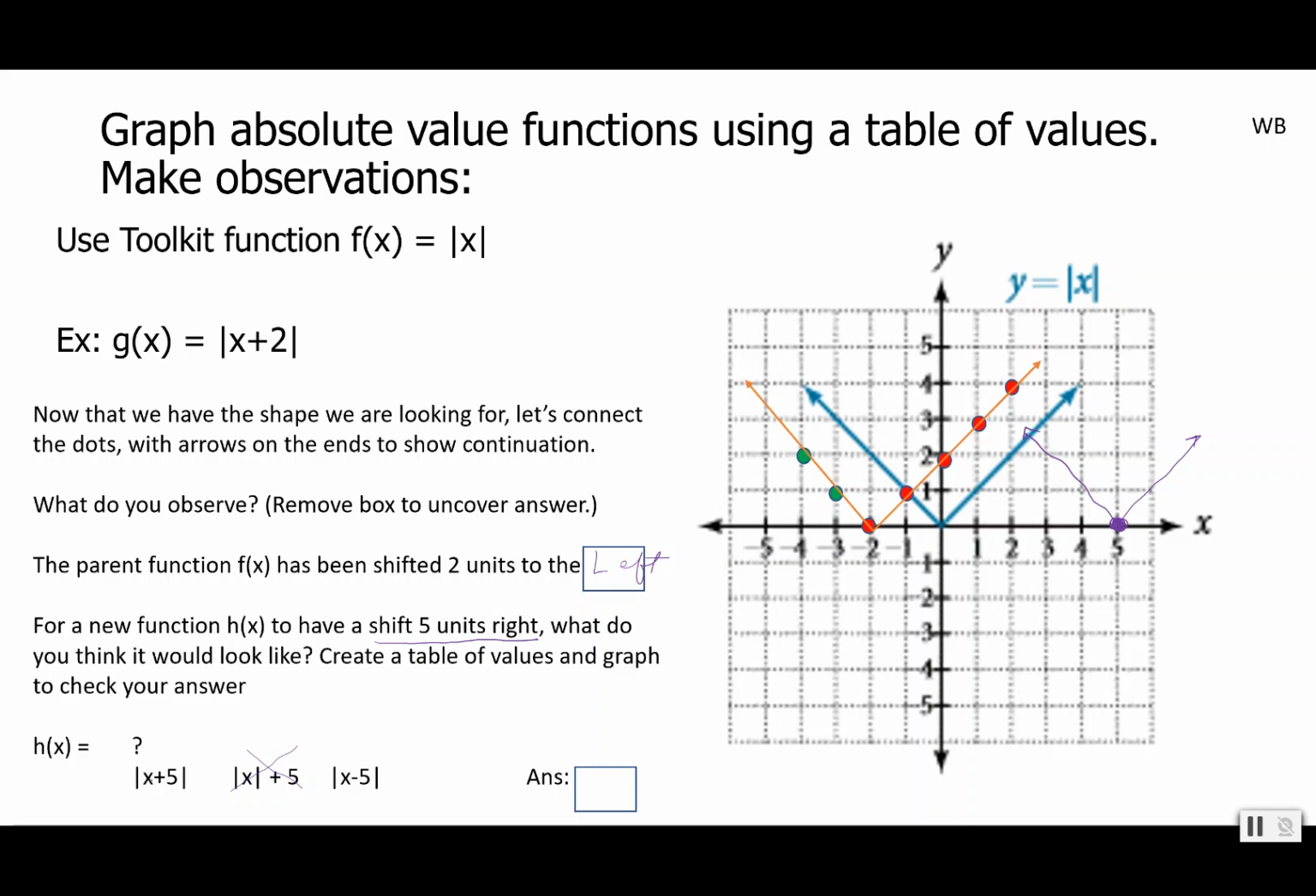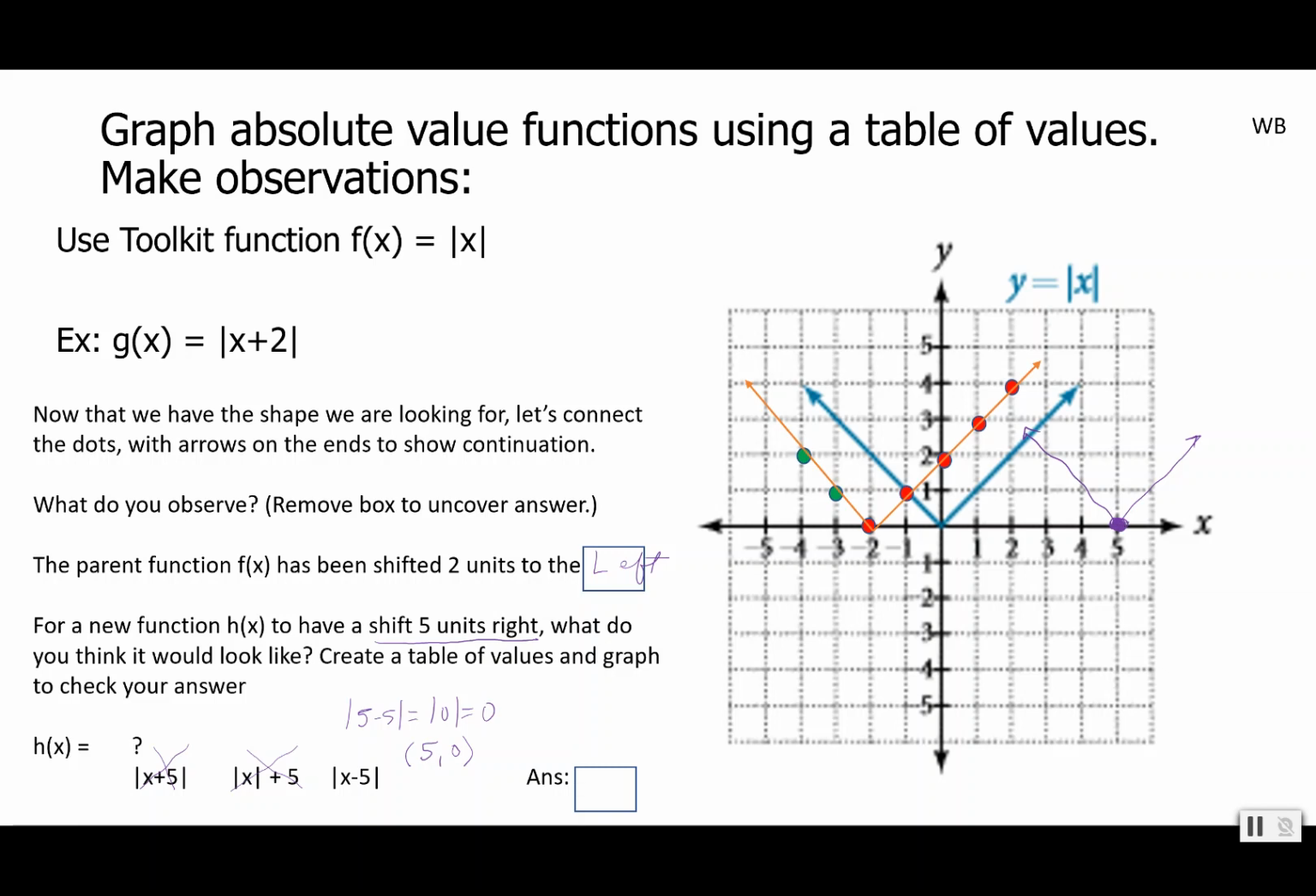If we put in 5 here, we're going to have the absolute value of 5 plus 5, which is the absolute value of 10 again. That's no good. So hopefully this one works. The absolute value of 5 minus 5 would be the absolute value of 0, which is 0. So sure enough, when we put in x was 5, we got a function value of 0, and that matches up right there with what we have, right?